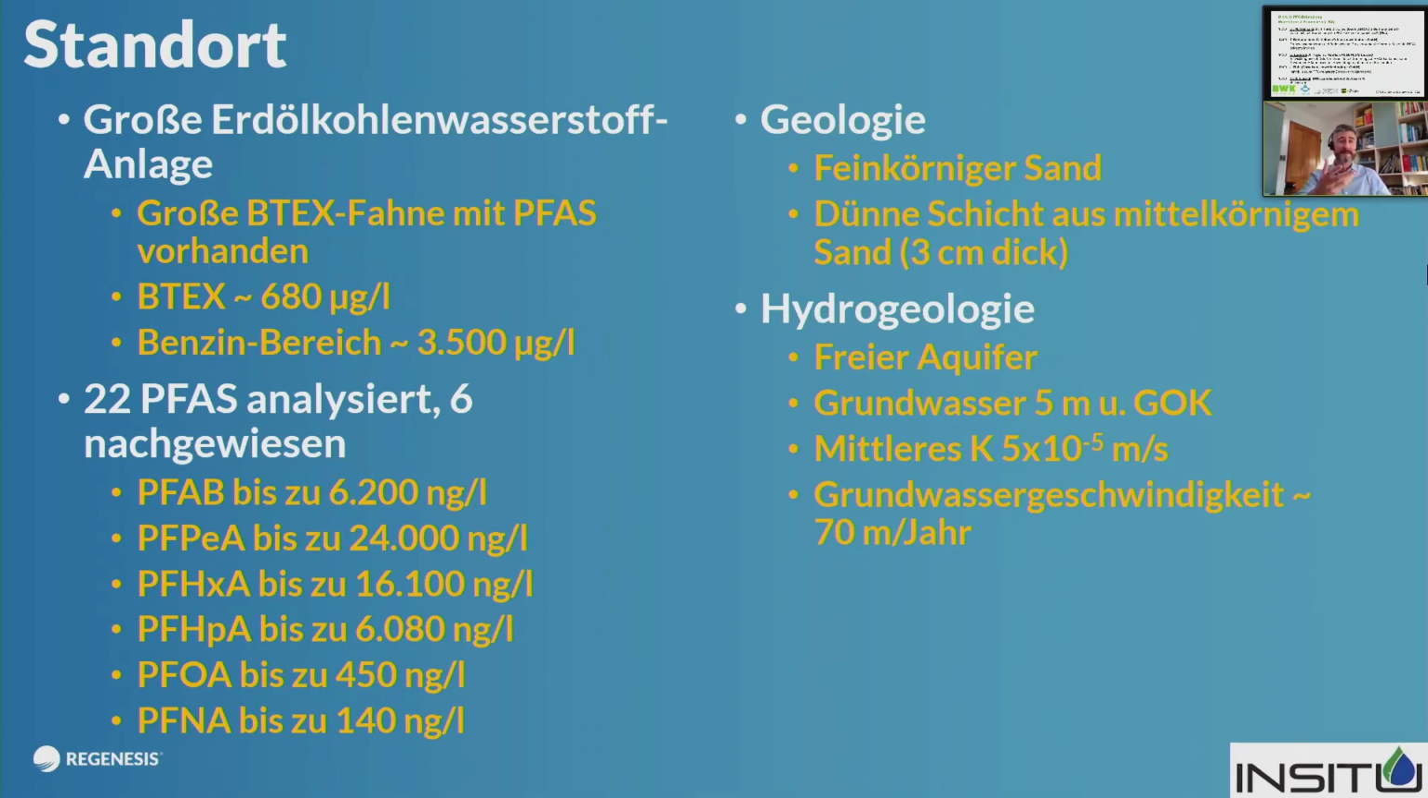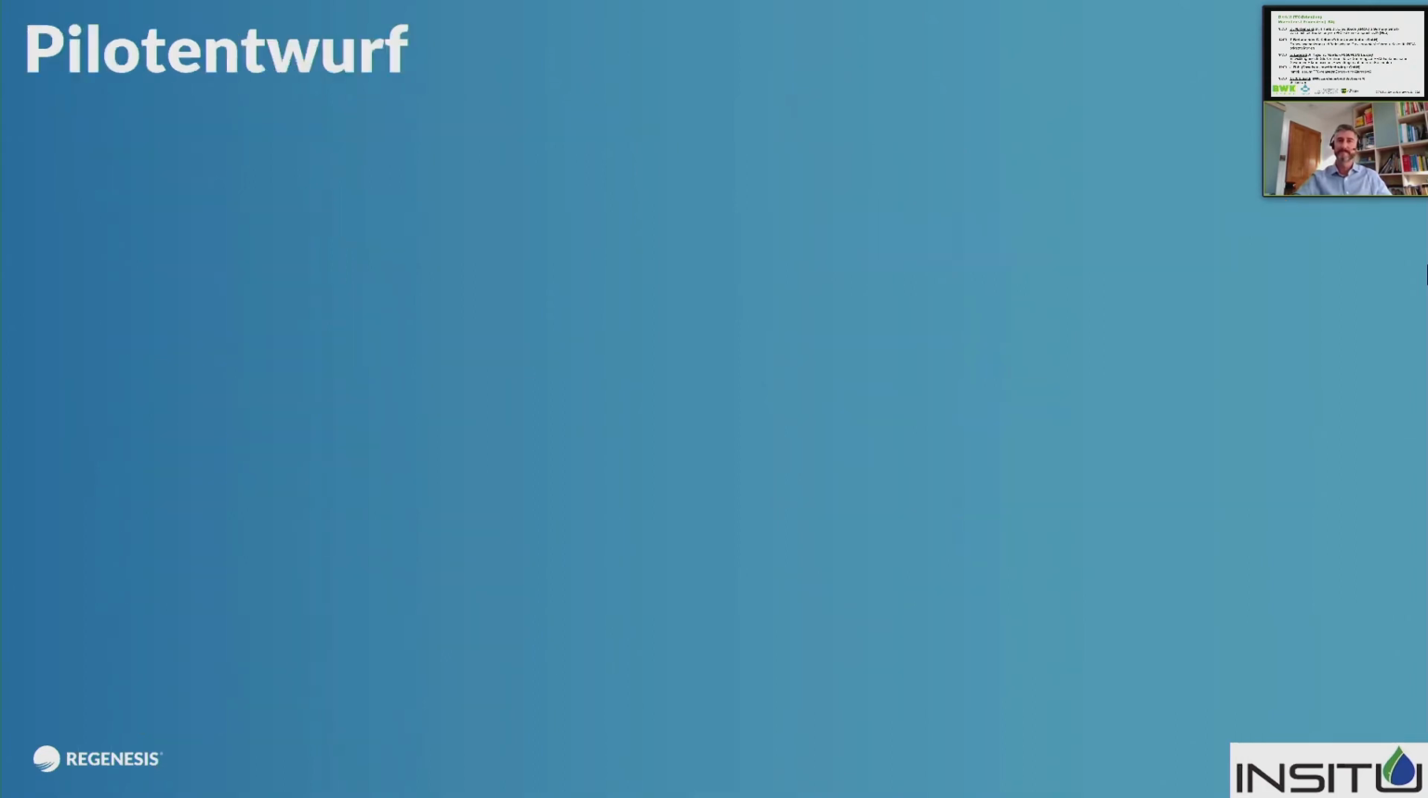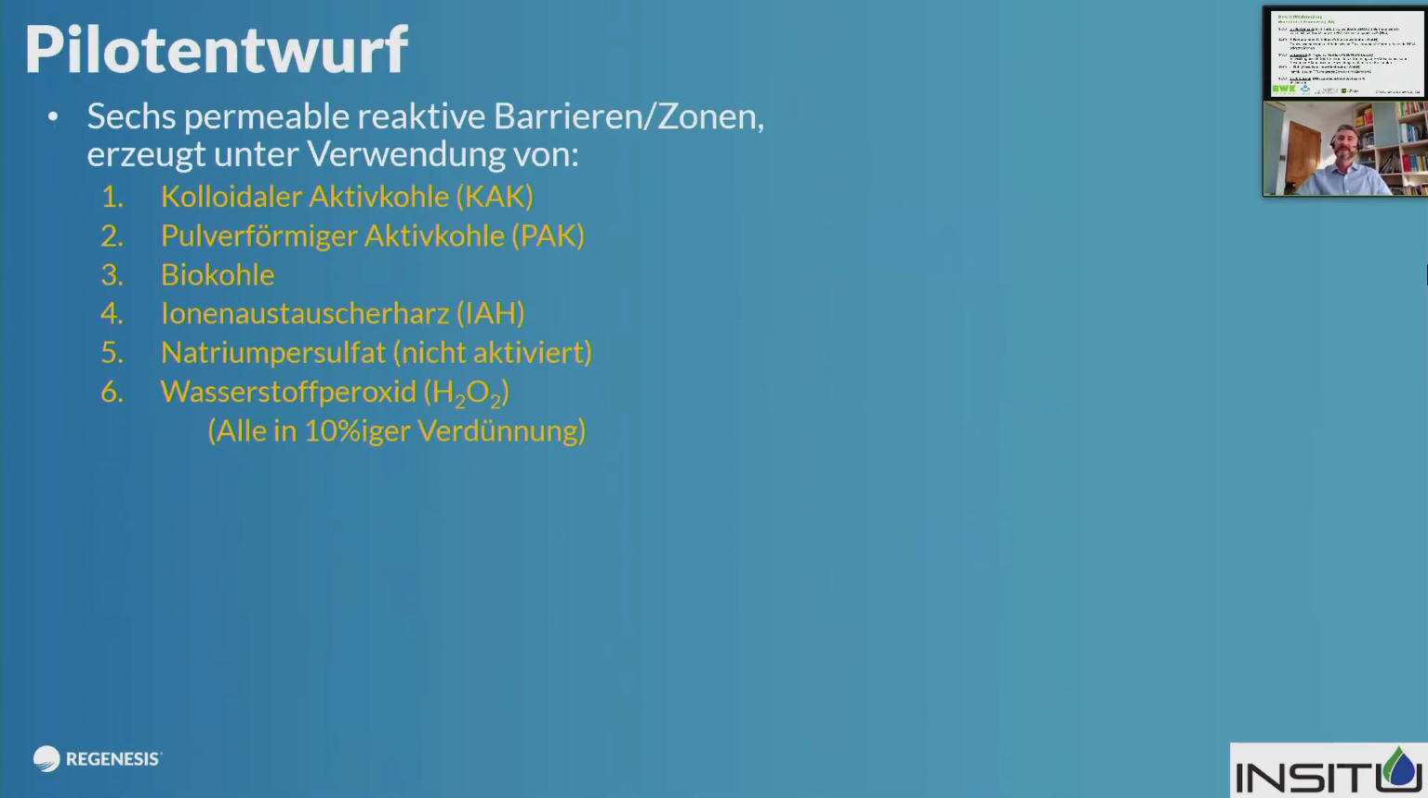Permeable, as I say, groundwater flows maybe about 70 meters per year. And it's all slightly reducing conditions, as you might imagine, in the middle of a large BTEX plume. There's been a lot of scouring of the oxygen in the groundwater. So they wanted to pilot test 6 different products to see how effective they were.